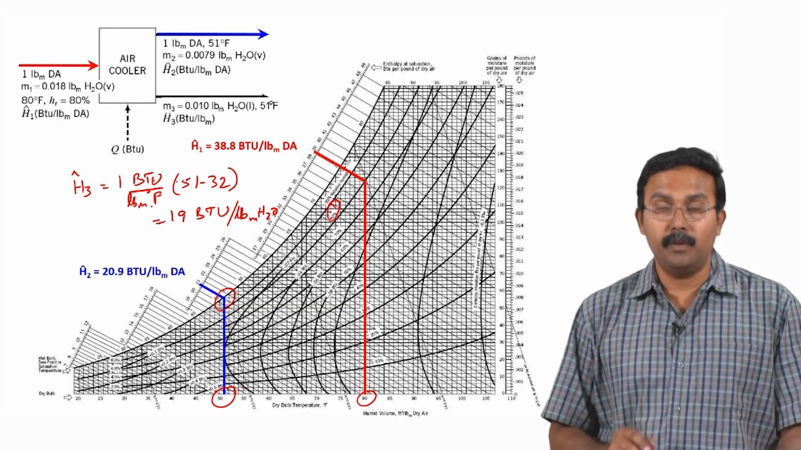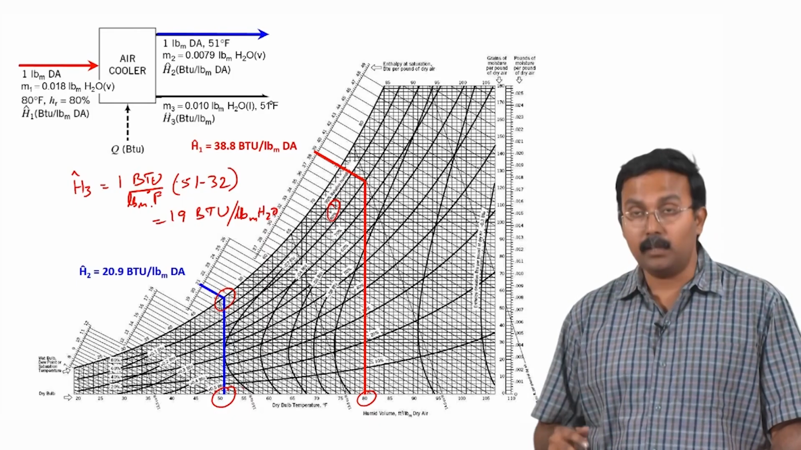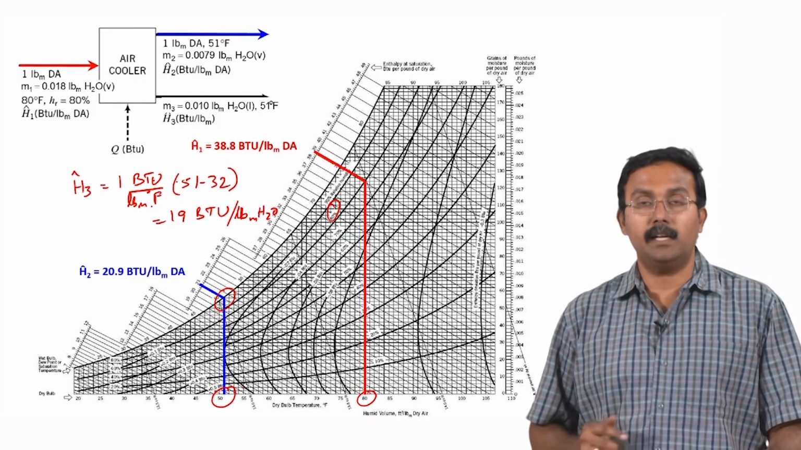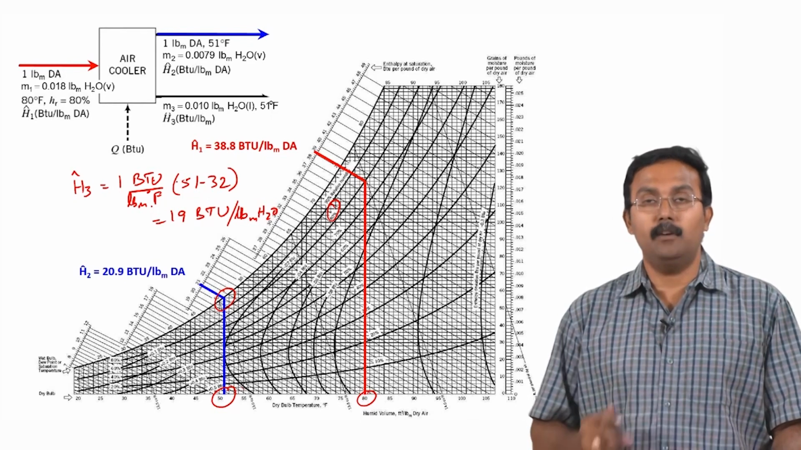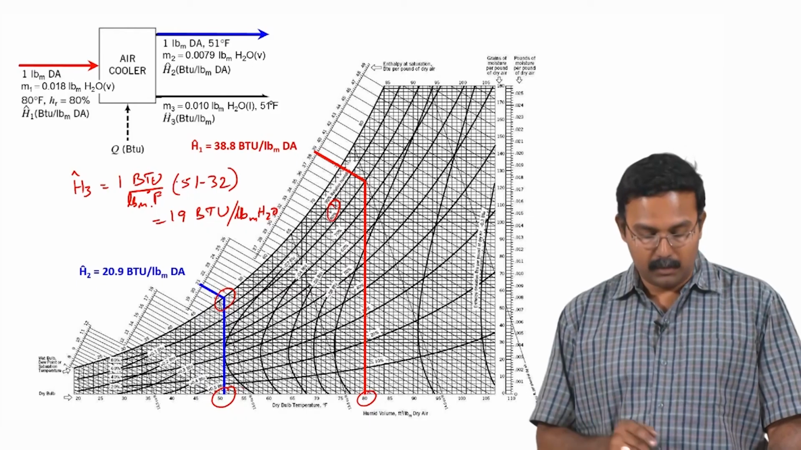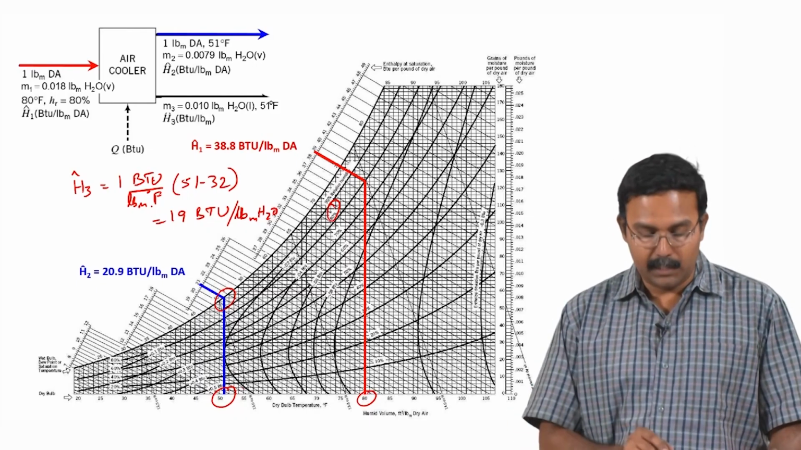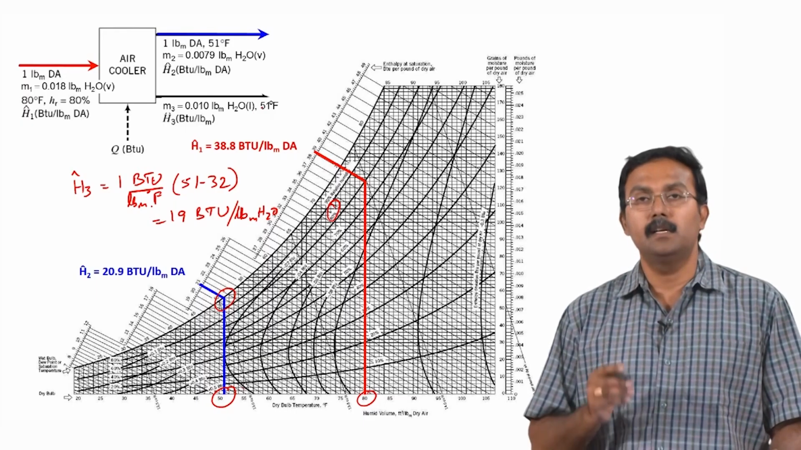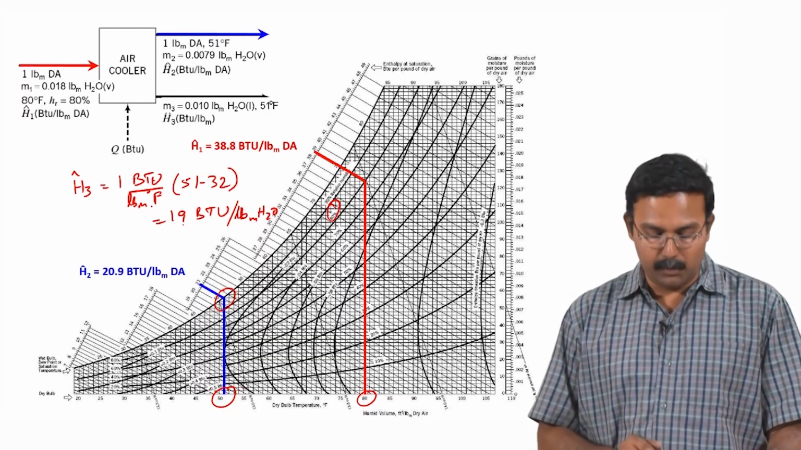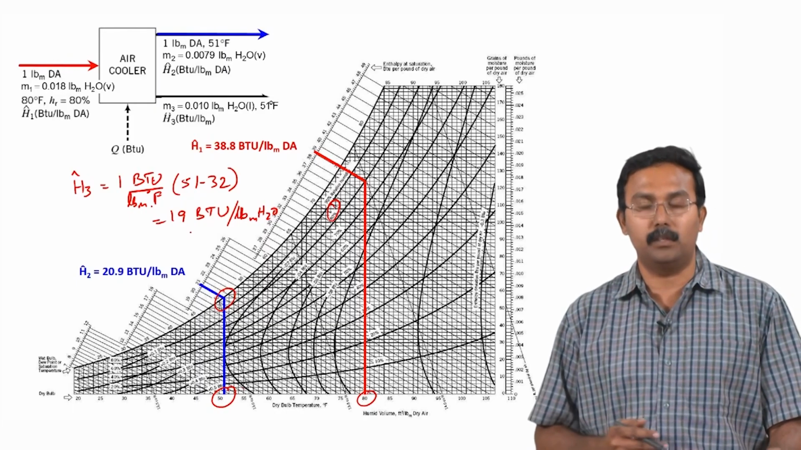So, why did I use 51 to 32 as the range? The reference state for the psychrometric chart in the American engineering system is air and water liquid at 32 degrees Fahrenheit. So, the enthalpy which we calculate has to be from this reference state to the final condition, which is 51 degrees Fahrenheit. So, it is 51 minus 32 which is being used, and the value we have is 19 BTU per pound of water.